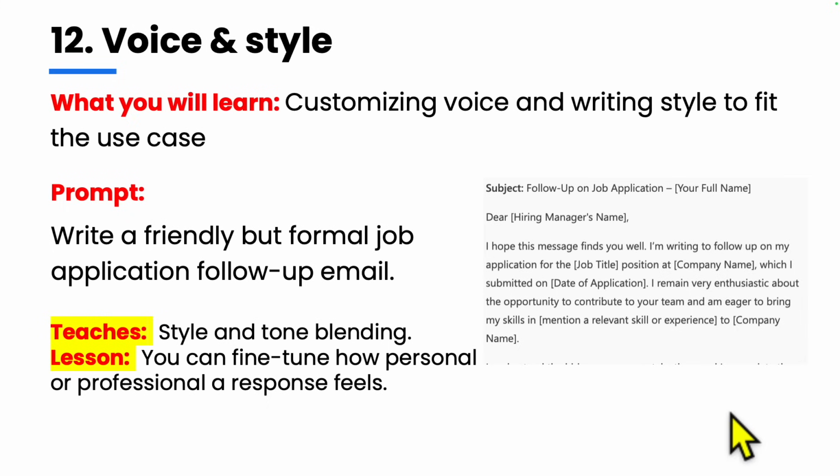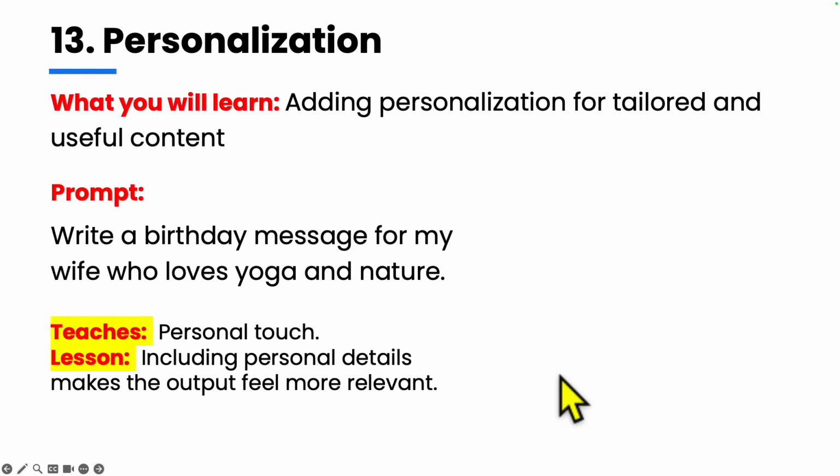So what we have learned here is you can blend the style and tone into your prompt so that the prompt understands that, and this is going to help you fine tune how personal or professional a response feels. Next example is personalization. What we are learning here is adding personalization for tailored and useful content. The prompt here is write a birthday message for my wife who loves yoga and nature.